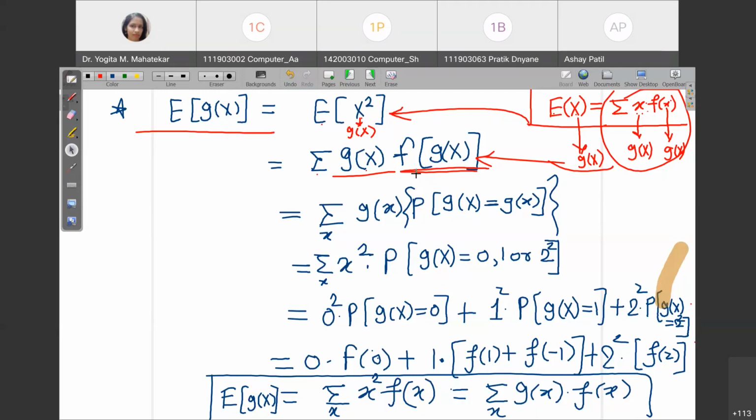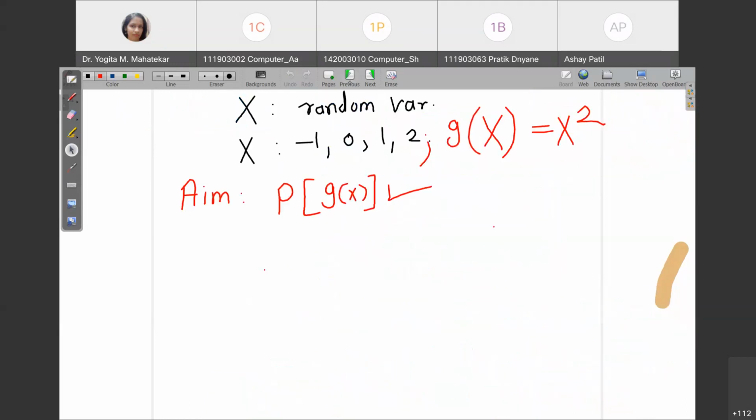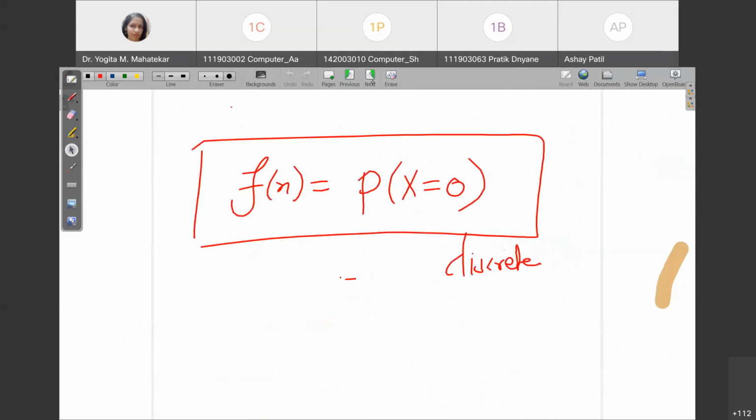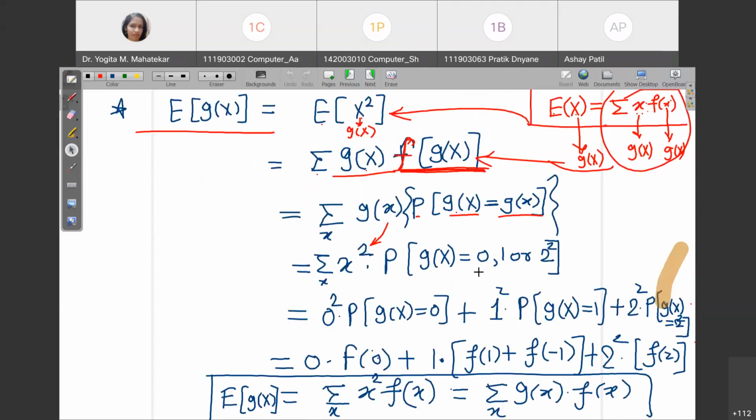But what is f of g(x)? How to read this out? Small f is the probability function that capital X is equal to x. So f of g(x) is the probability that g(X) is equal to small g of x. Every other term is as it is. But I know g(X) is X square. So what are the small g(x) values that are taken? Small g(x) values here in the second column, you just look at it, are either 0, 1 or 4, because we are taking squares of capital X. So here you will get only 3 values, 0, 1 or 4.